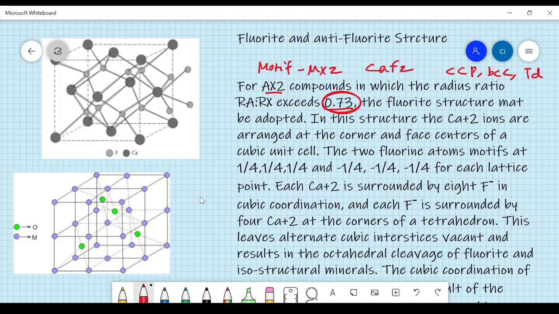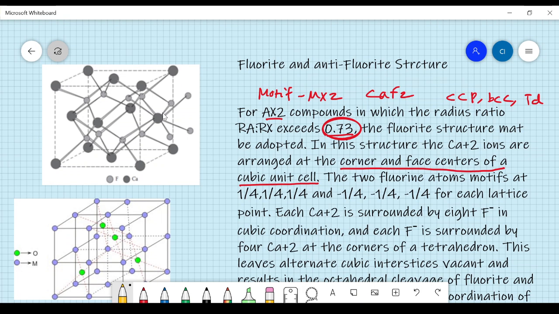With this structure, calcium ions are arranged at the corners and face centers of a cubic unit cell. So we assume this as a cubic unit cell. Here you can see that I put the structure there. This is the cubic unit cell that is mentioned there. You must draw this, otherwise we don't give full marks to students who do not draw this. Drawing is very essential.